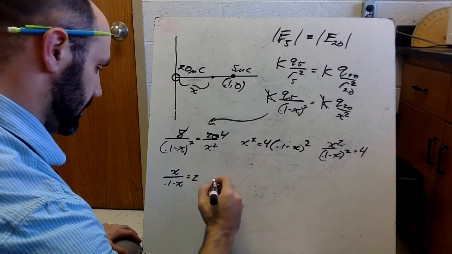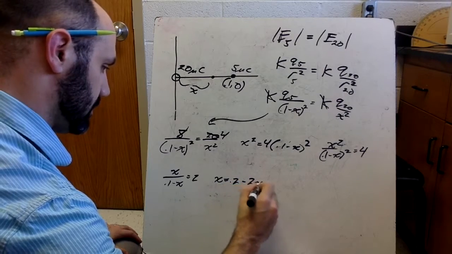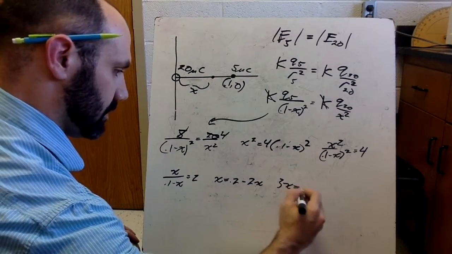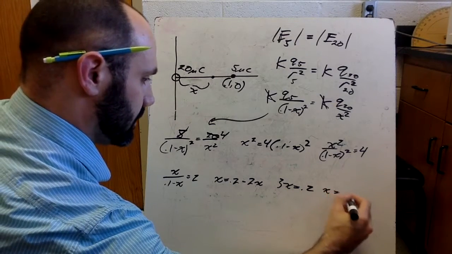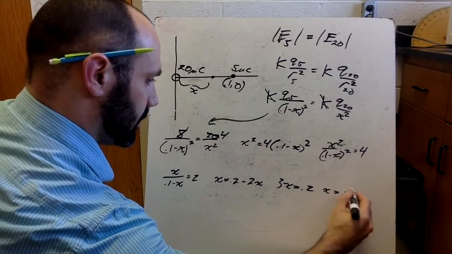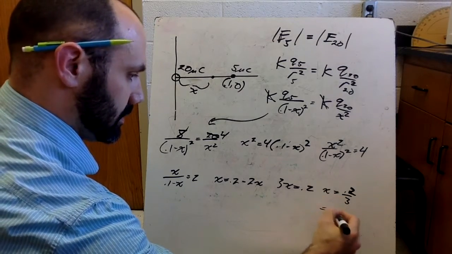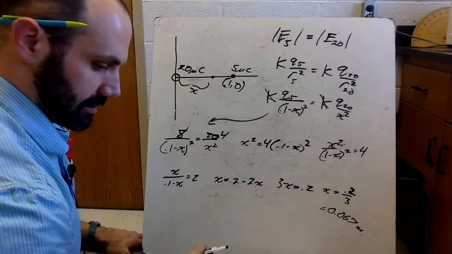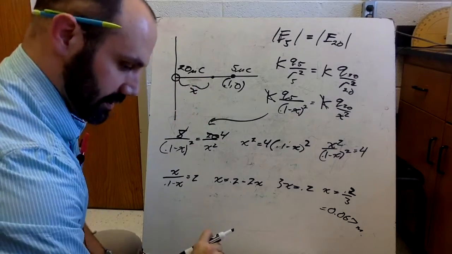And so here I'm going to have x equals 0.2 minus 2x, but I add that back over here. I end up with 3x equals 0.2. So x is going to be 0.2 over 3, which comes out to 0.067 meters. Right. So that means x is 0.067 meters.